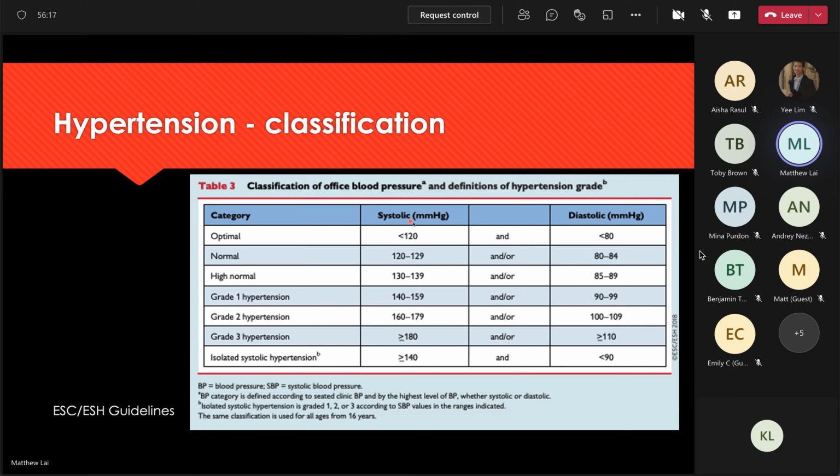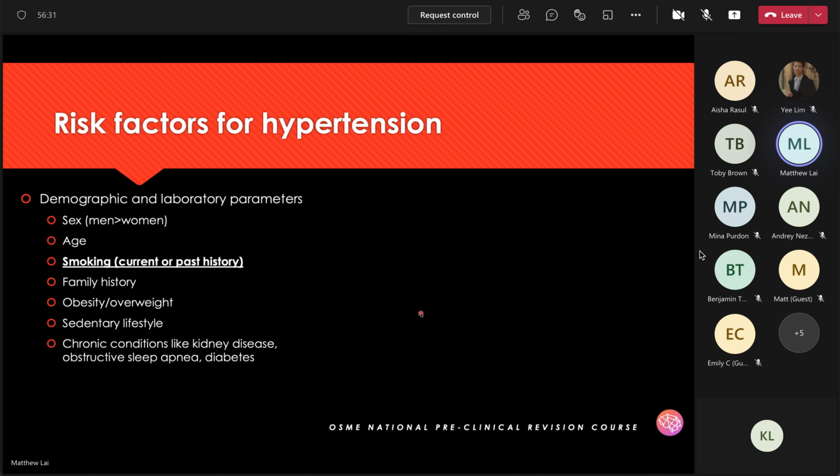Classification. As you can see, we have optimal, normal, high normal, grade 1, grade 2, grade 3. We're going to be focusing on grades 1 and 2 because that's where a lot of our decision making happens. And these are a list of risk factors, the big one, smoking, and you've got all these other risk factors here.